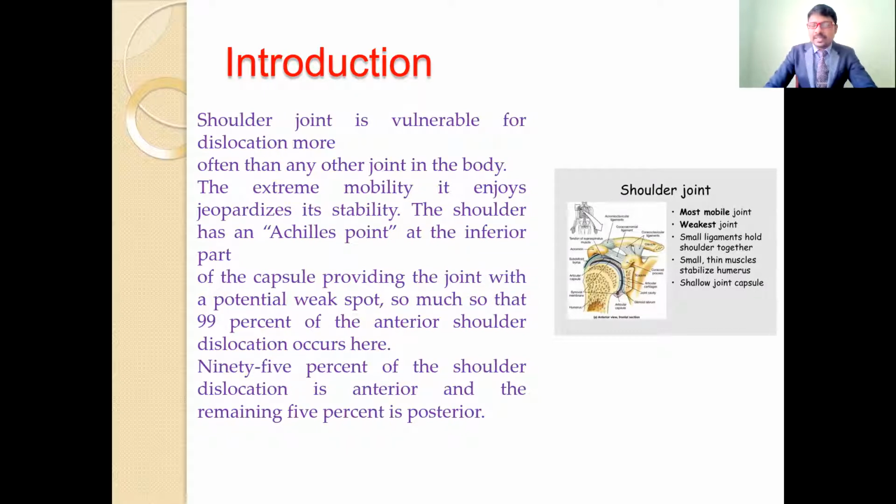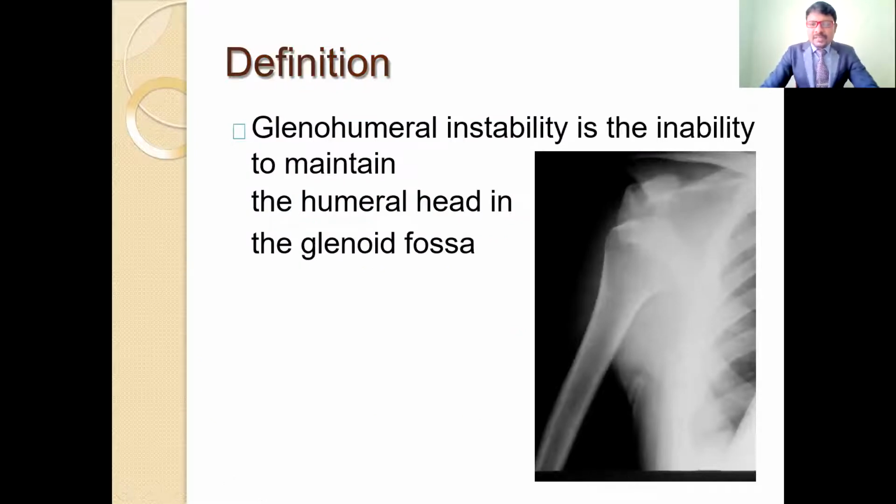So that is the introduction of shoulder dislocation. The definition: glenohumeral instability is the inability to maintain the humeral head in the glenoid fossa. Because of muscle weakness, short ligaments, a small glenoid fossa and a larger head of the humerus, there is a chance of instability in the shoulder joint.